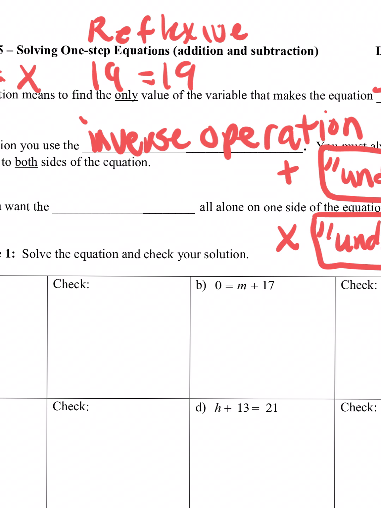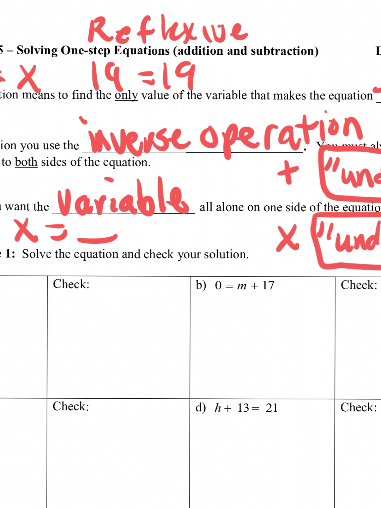All right. Keep in mind, we want the variable to be all by itself. We want it to be simply alone. So it should say something like this when we're done. X equals some number or some other variable. It should be that simple. X equals something.